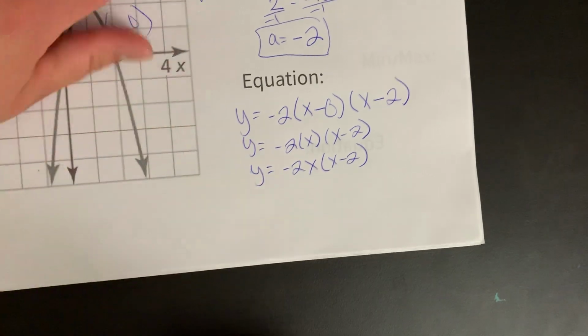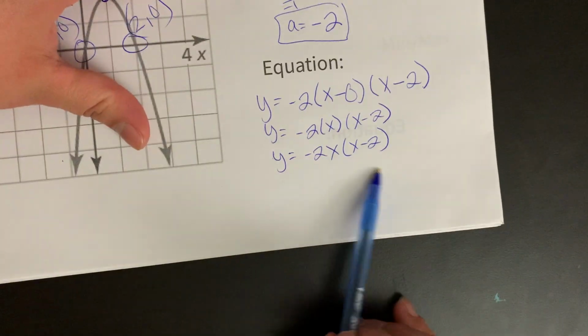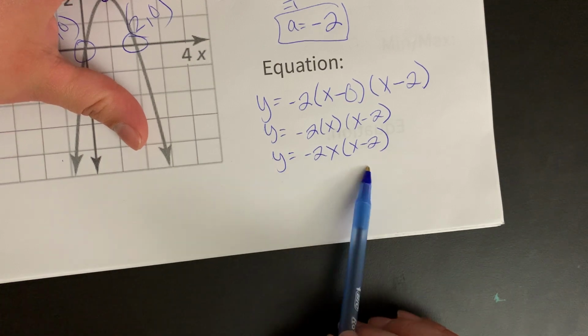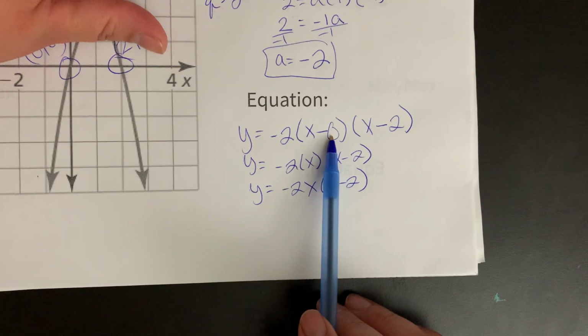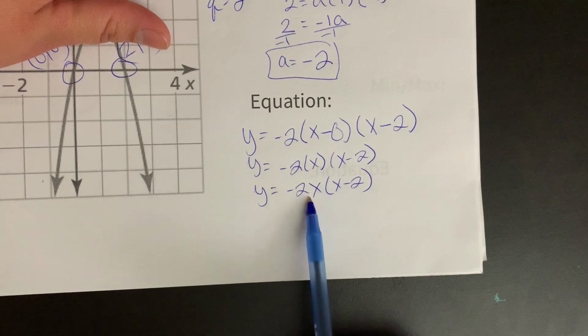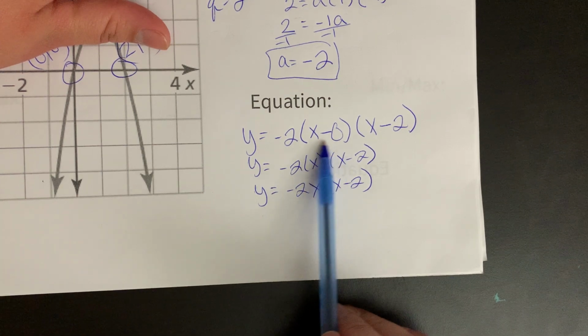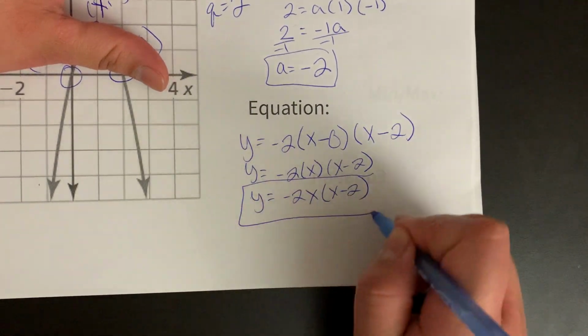And remember, it said intercept form, so this is the simplified intercept form. What makes it look a little weirder is the fact that one of your x-intercepts was at 0. So it may not look like intercept form to the naked eye, but that's just because we simplified it, right? And we got rid of these set of parentheses because they weren't needed anymore. So this would be your intercept form.